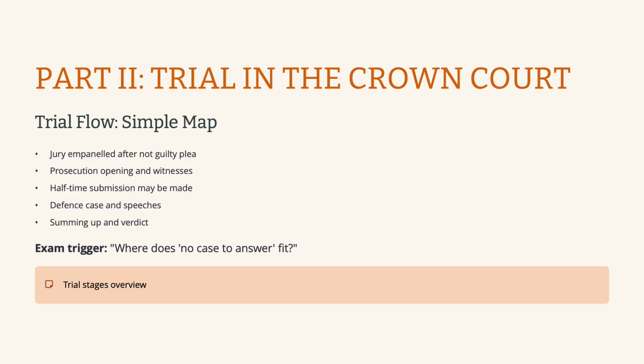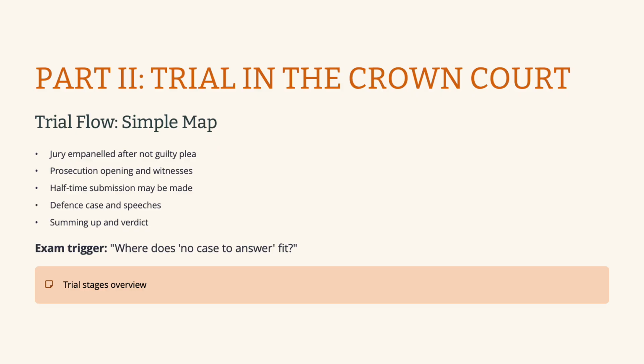So let's map the trial flow simply so we understand the sequence. After a not guilty plea, the jury is empaneled. 12 jurors are selected and sworn. They become the fact finders, like you have watched in the movie 12 Angry Men. So the prosecution opens their case, outlining what they intend to prove. Then prosecution witnesses give evidence, each examined, cross-examined, and potentially re-examined.